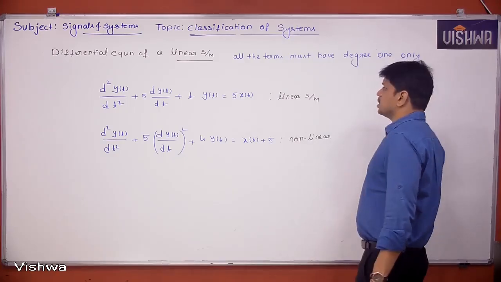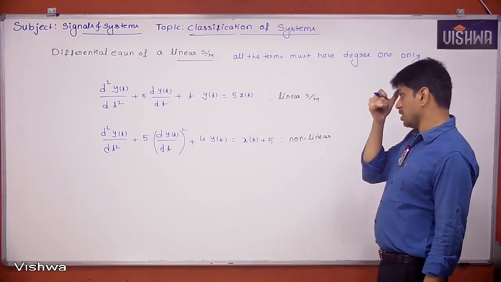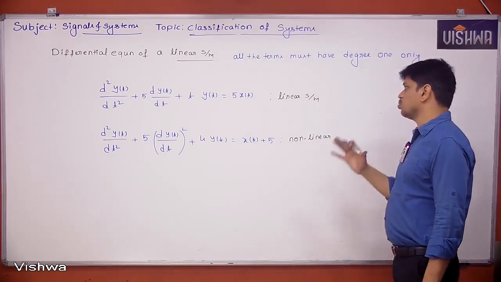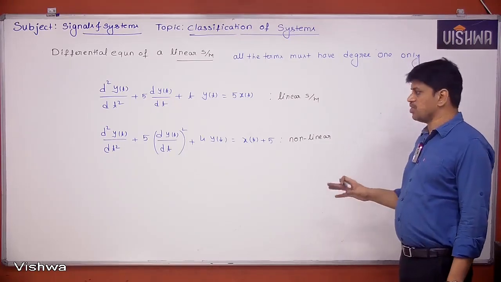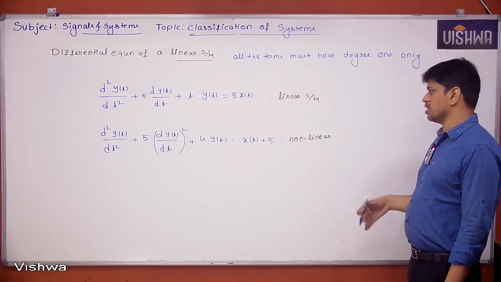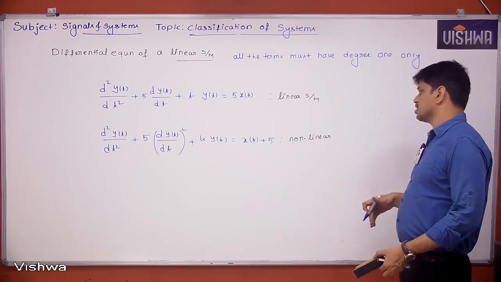This is the only condition we have to check, whether the terms have degree 1 or not. If it is 1, we can say linear. If it is not 1, we can say non-linear system. If any term has degree more than 1 or less than 1, you can say non-linear system. Okay, take it.